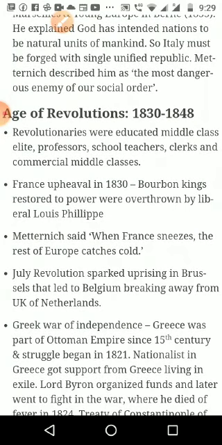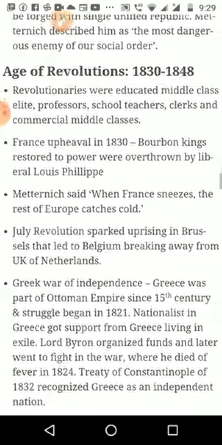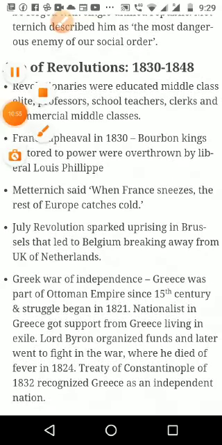Metternich described him as the most dangerous enemy of our social order. Age of revolutions, okay, that we will continue in the next class.